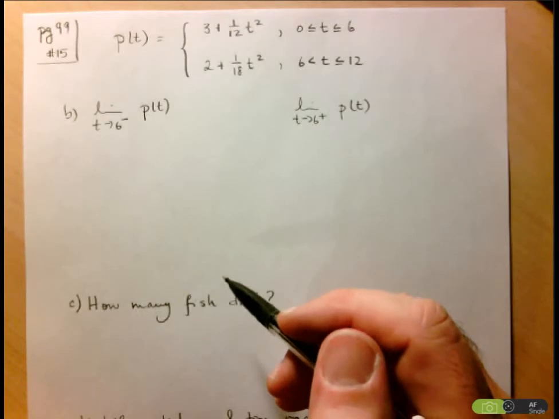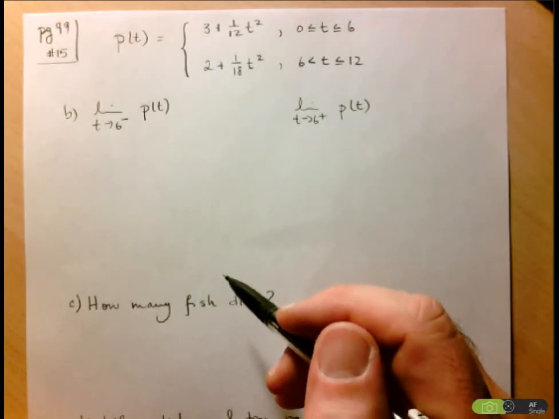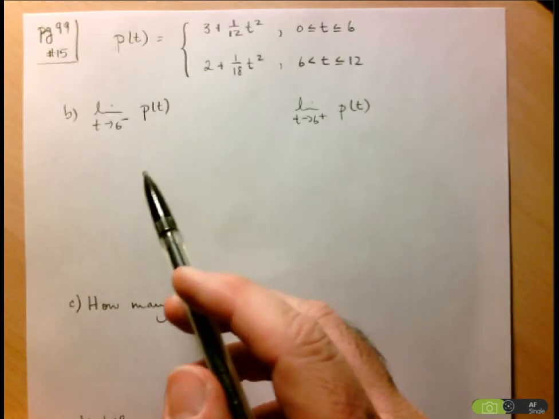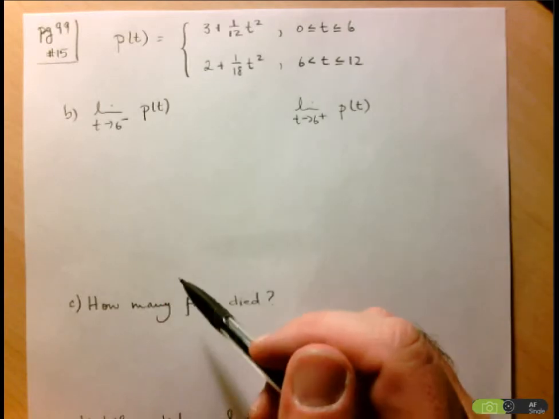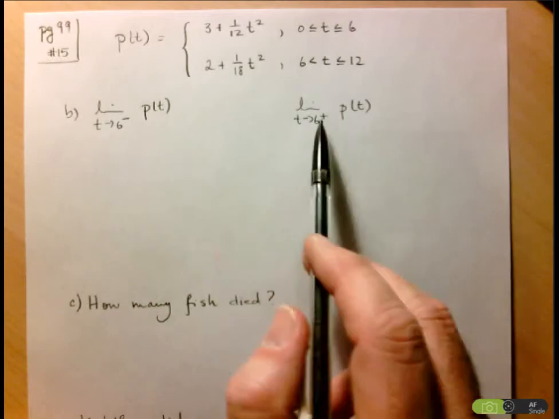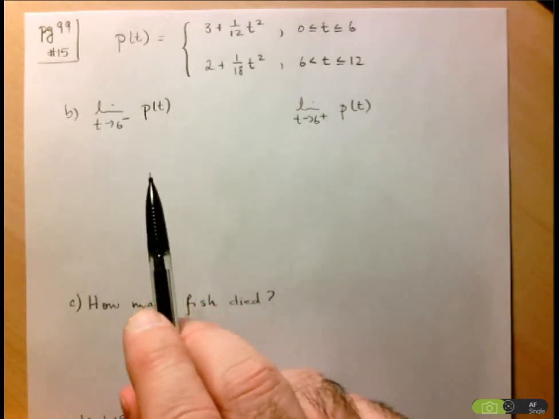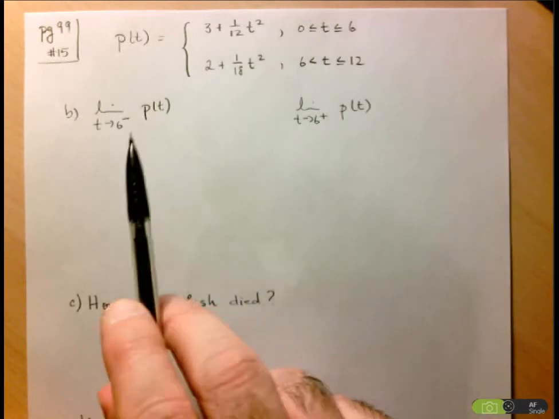Okay, and it looks like they want us to investigate what's going on around that time that the spill occurred. So the first thing they asked us to do is to sketch the graph of the function, but I'm actually going to see that I don't really need the sketch. I'll show you afterwards on Desmos, but we don't really need the sketch to solve this problem. So let's go ahead and think about how we would find these limits.